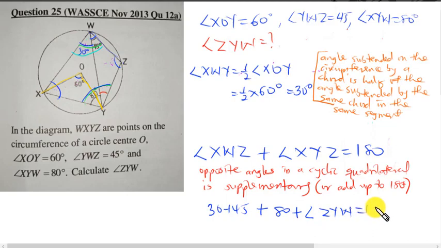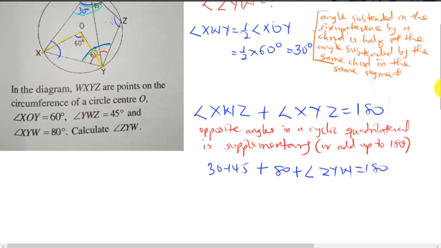Okay, and that is equal to 180 degrees. I hope you are not confused here. Let me try to clarify this here. Now the whole of angle XWZ is this, and the whole of angle XYZ is this, because if you look at XYZ, it comprises this angle here, which is angle XYW, that is 80 degrees here, and this angle that we are to find.